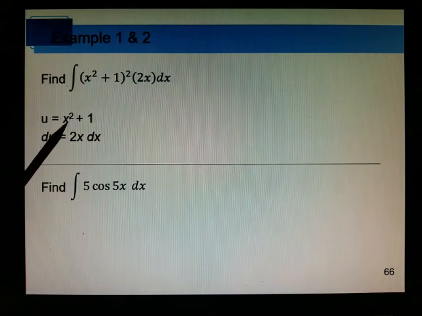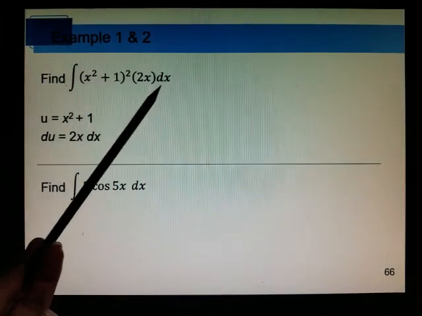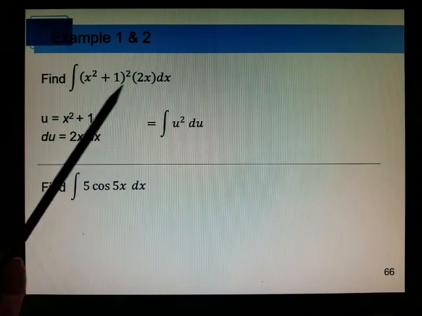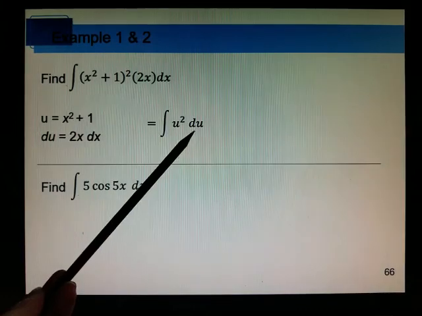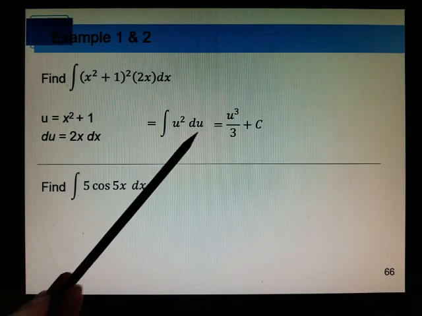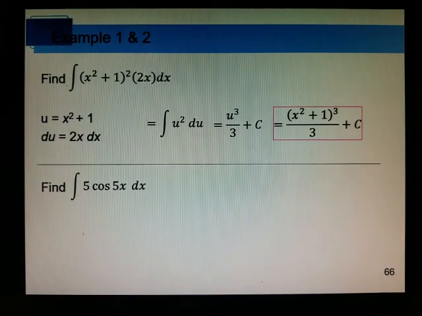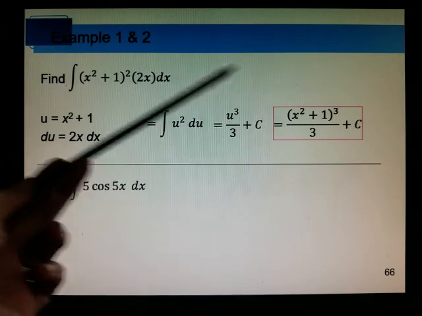If I took this derivative, I want you to notice that would be 2x dx. See, right here, it happens to be my du. So I'm integrating u squared du. That'd be u to the third over 3. Plug back in for your u, and there's your answer. And you can always check these by taking the derivative of your final answer. It should go back to this.